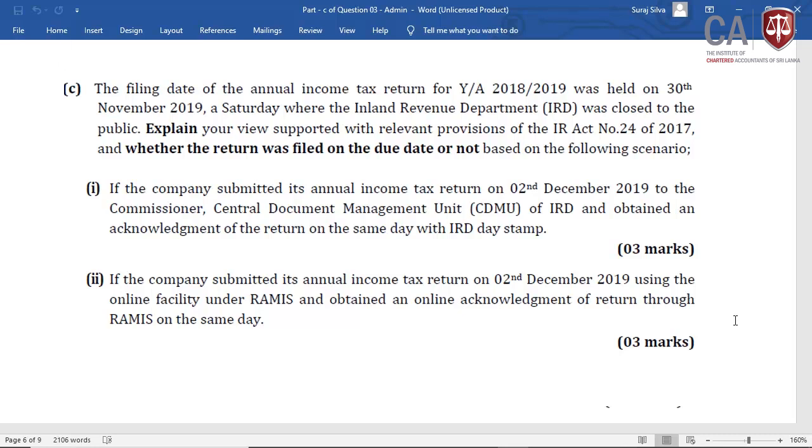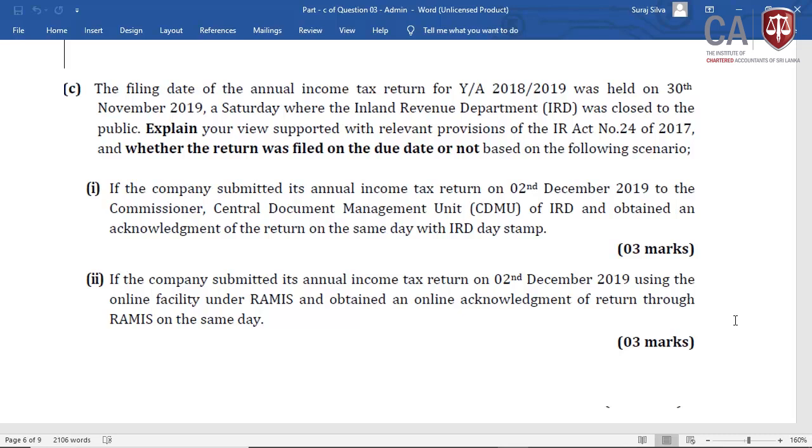We will read the question. The requirement is explain. All of you know what the action verb explain means. I have discussed it even in the previous question, so I am not repeating it again here. We will go straight to the question.